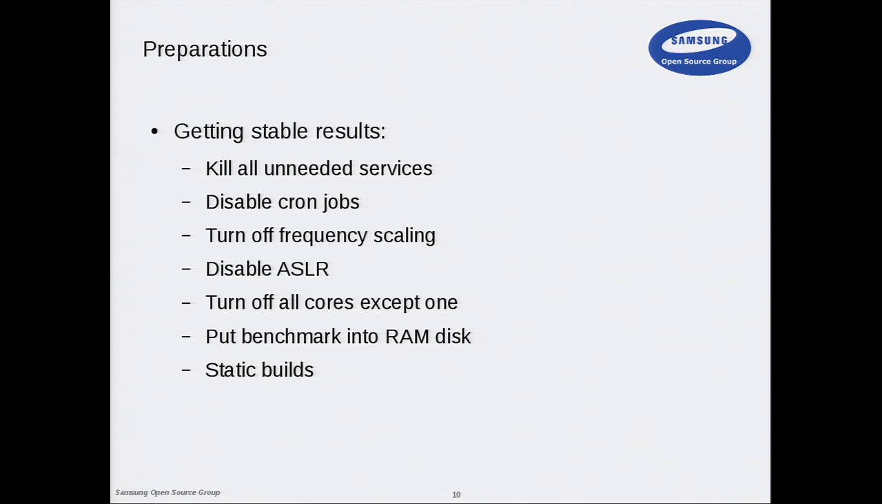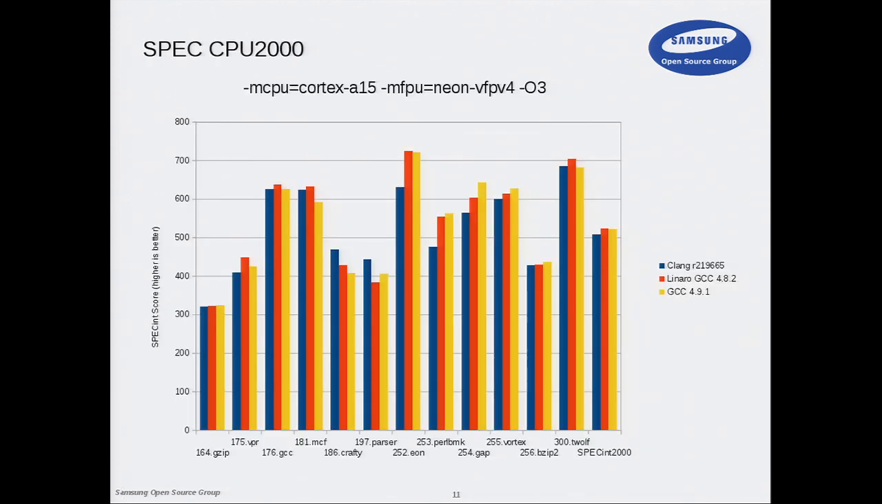And static builds are another thing. That way you can really get self-contained binaries without any dependencies on any system libraries, and that makes it a little bit easier. So let's have a look at some current numbers.